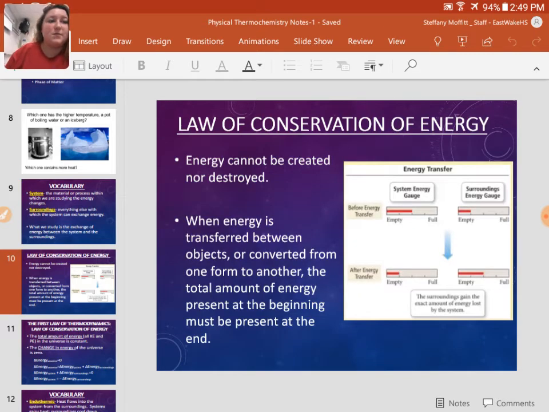So the law of conservation of energy, much like the law of conservation of mass or the law of conservation of anything, energy cannot be created nor destroyed. The energy is just transferred or converted between different forms. The total amount of energy, though, stays the exact same throughout the entire process.